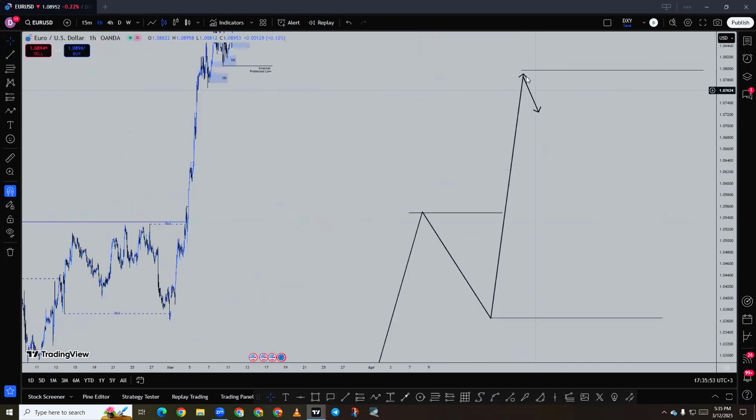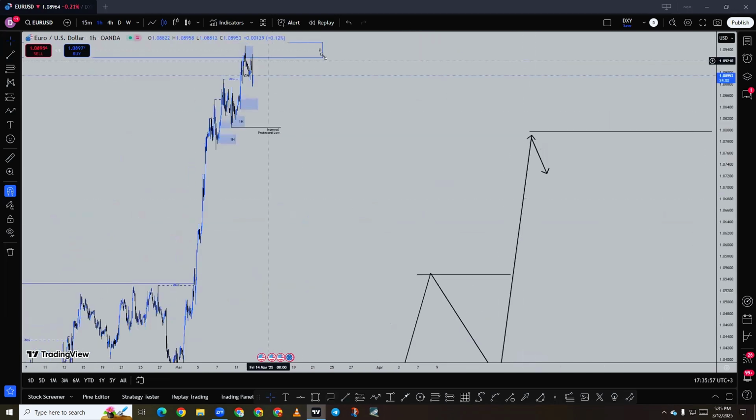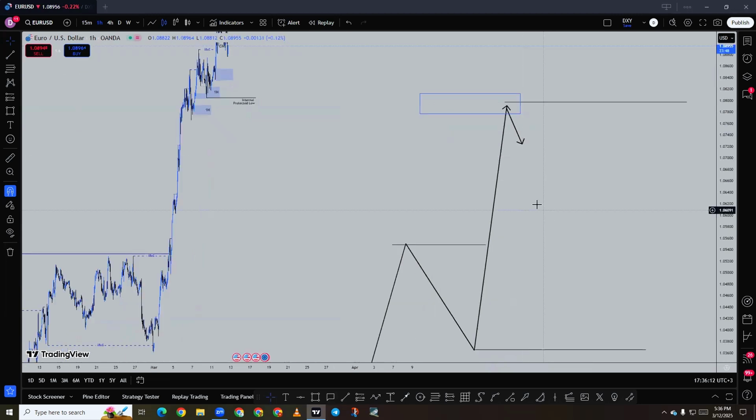So right now we are just waiting for price to come into an area of value, and this is the daily order block. That is the area of value. Once we tap into that area of value, like the daily order block right there, from there we can expect to see the market actually initiating that pullback.